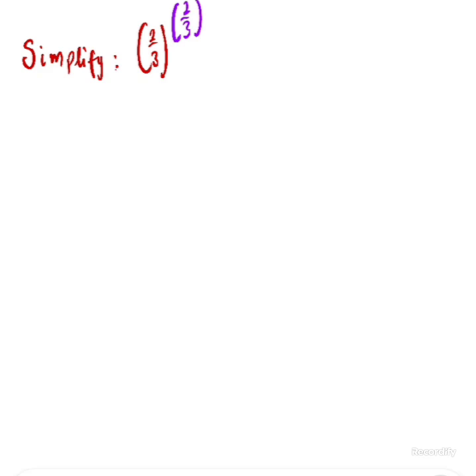So in today's video, I want to simplify this exponential problem. We have 2 over 3 to the power of 2 over 3. We want to simplify this, to evaluate it, to its simplest form. So how can we solve this problem?